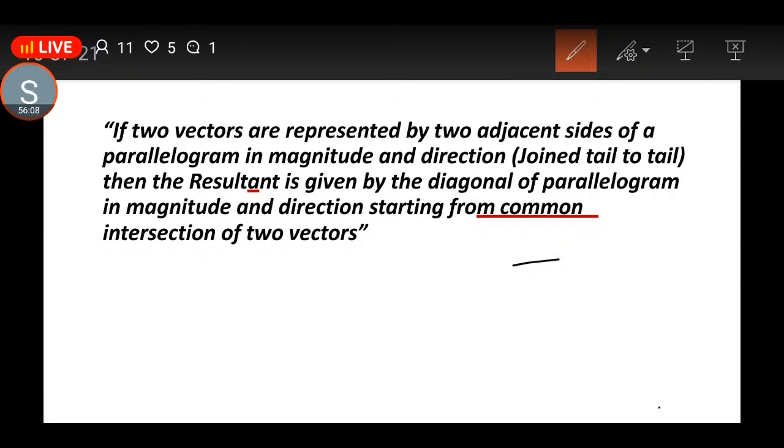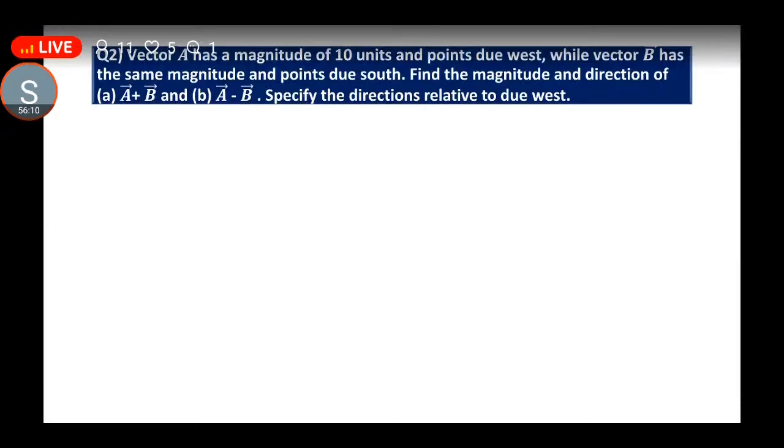Now till now we have read theory, we will now do questions. A vector A has magnitude of 10 units and points due west, while vector B has the same magnitude and points due south. Find the magnitude and direction of A plus B and A minus B. Specify the direction relative to west. This is homework for you. In tomorrow's class, I'll check your homework, and then we will move to the polygon law. No, you do this homework. I'll explain it to you in tomorrow's class.